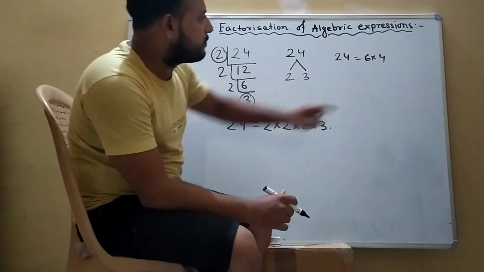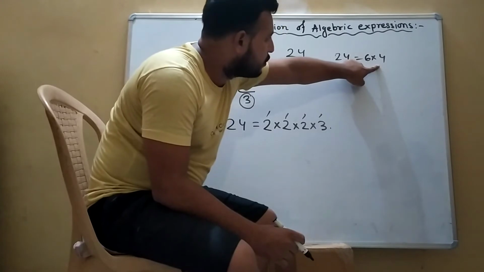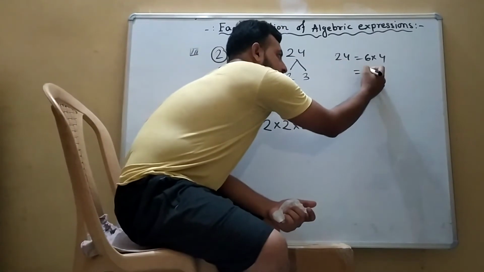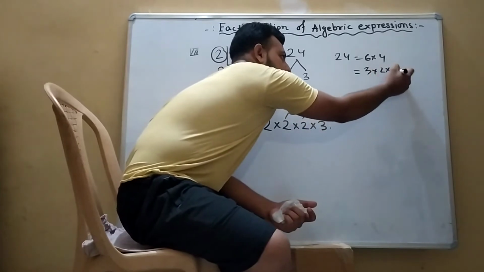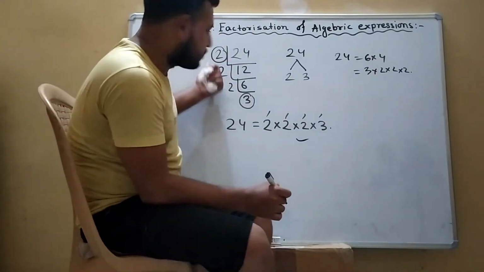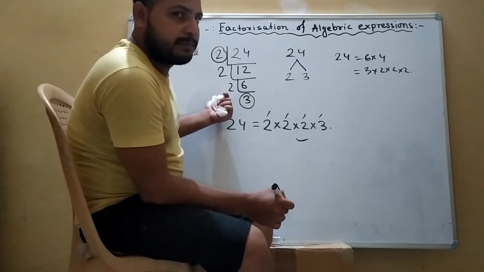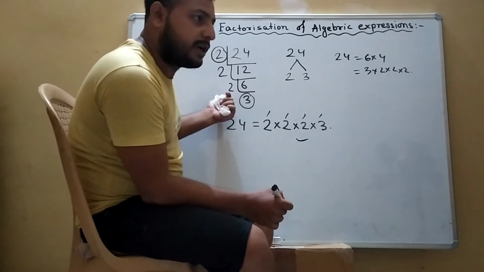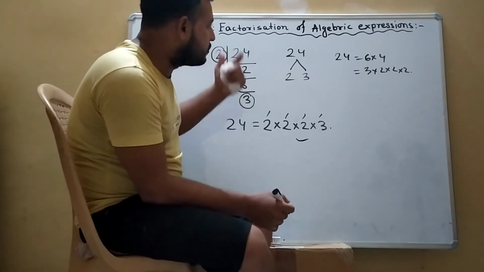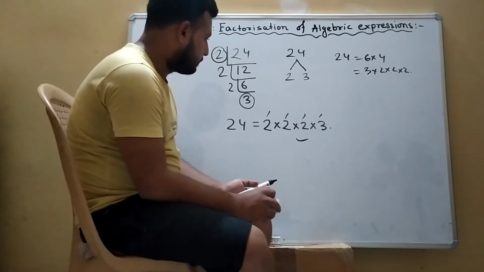But here is the problem: 6 we can again factorize, and 4 we can again factorize. So if you want the complete factorization, you have to write 3 into 2 into 2 into 2. We can solve it by this method, and we can also find the prime factors or factors of numbers by finding the divisors. So this is the process to find the factors of a number.